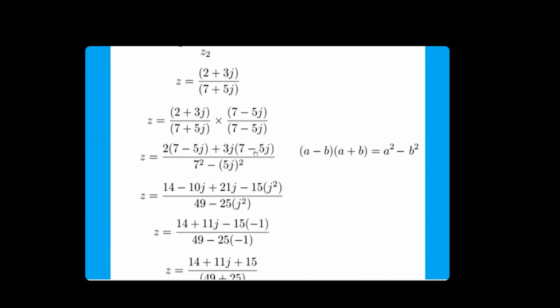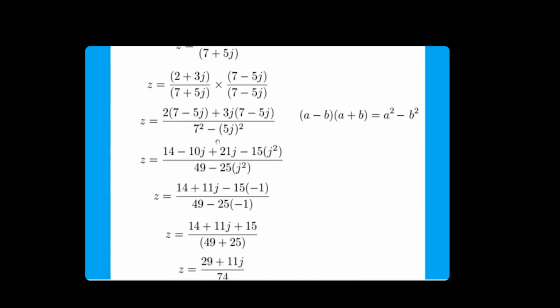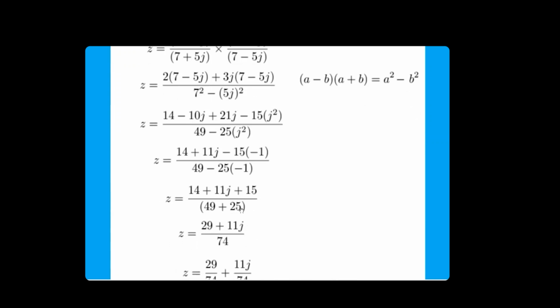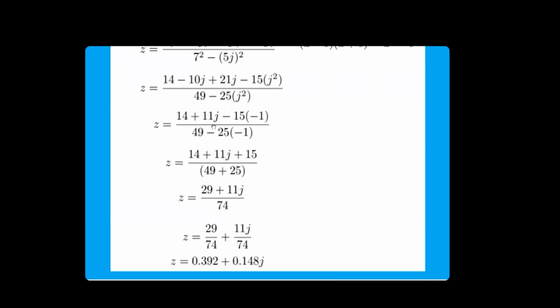Now solve the numerator. 2 times (7 minus 5j) gives 14 minus 10j. 3j times (7 minus 5j) gives 21j minus 15j squared. Remember, j squared equals minus 1. So minus 15j squared becomes plus 15. Combining terms in the numerator gives 14 plus 15, which is 29, and minus 10j plus 21j, which is 11j.